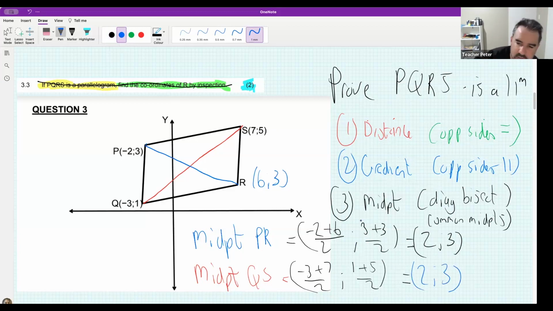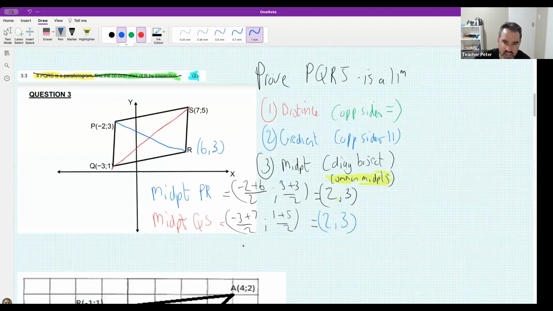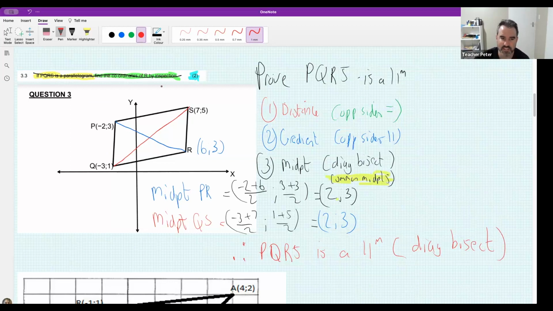Okay. So this is what I was hoping, well, I kind of knew was going to happen if there were going to be a parallelogram. We have found that the diagonals have common midpoints. So now we can just say, therefore, PQRS is a parallelogram. We've proved it. Why? Because the diagonals bisect each other.